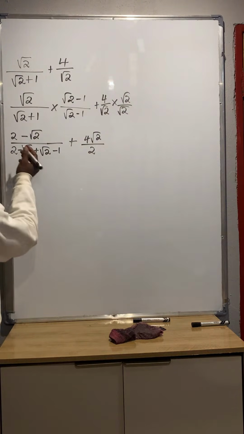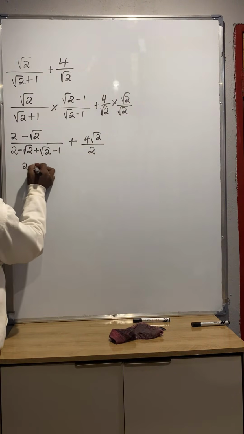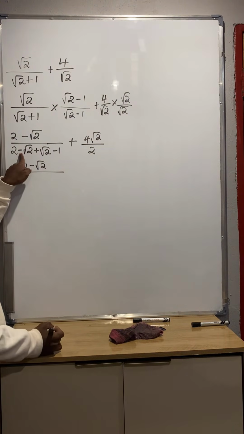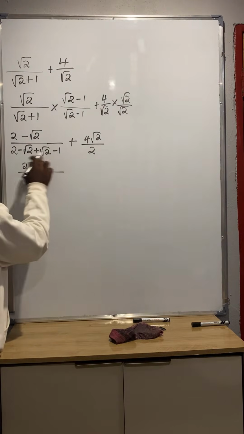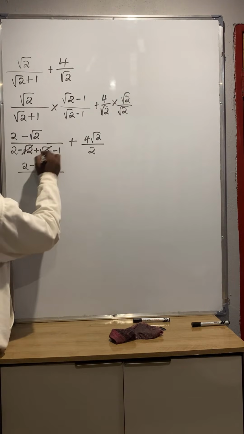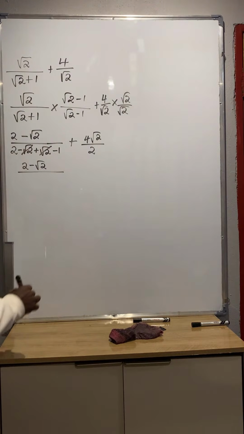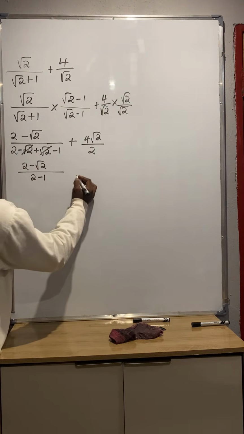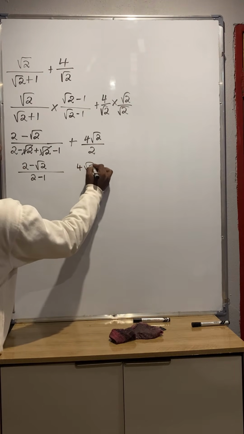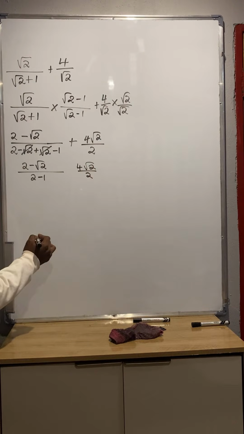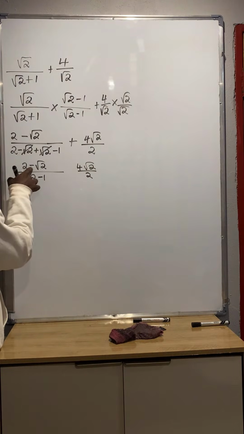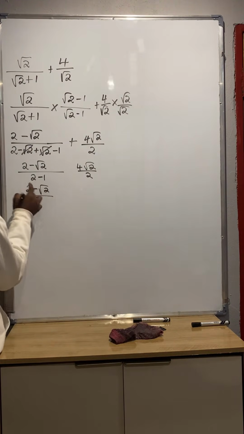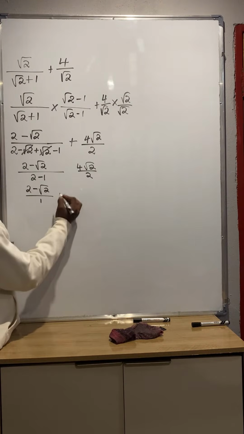Then what's going to happen, family, is going to be 2 minus the square root of 2 over, then negative square root of 2 plus square root of 2. They are identical but with opposite signs, therefore they cancel each other out. Therefore we are left with 2 minus 1. Then also here is going to be 4 the square root of 2 divided by 2. Then our final answer is going to be 2 minus the square root of 2 over 2 minus 1, which is 1.